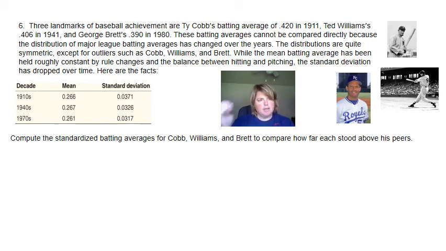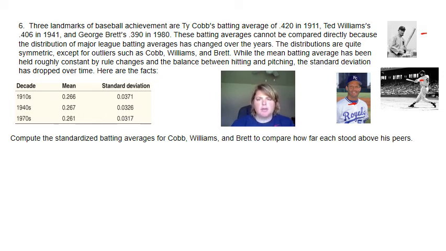All right, so let's look at this last problem here. So 3 landmarks of baseball achievements are Ty Cobb's batting average. So this little guy right here is Ty Cobb. He hit .420 in 1911. This little guy is Ted Williams. He hit .406 in 1941. And this guy, probably a little bit more familiar to you guys, is George Brett. He hit .390 in 1980.